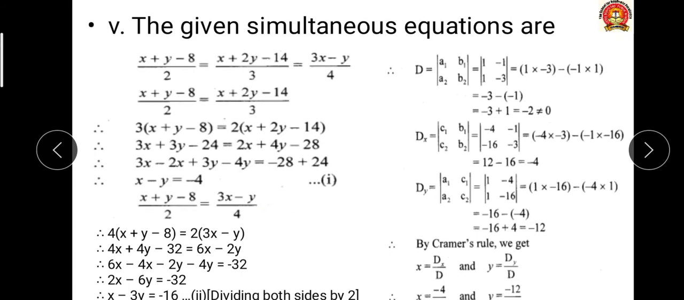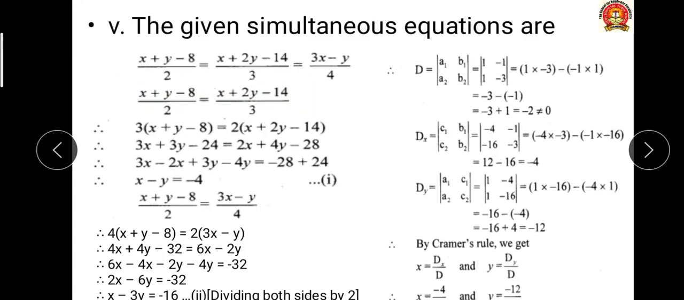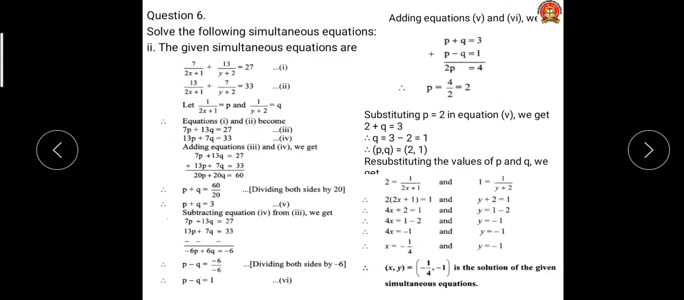So listen student, if a question like this equation comes, you have to solve it in this way. You can consider these two also and these two also. Your answer will come the same. Any two pair you have to consider. Okay. Similarly, solve the simultaneous equation.